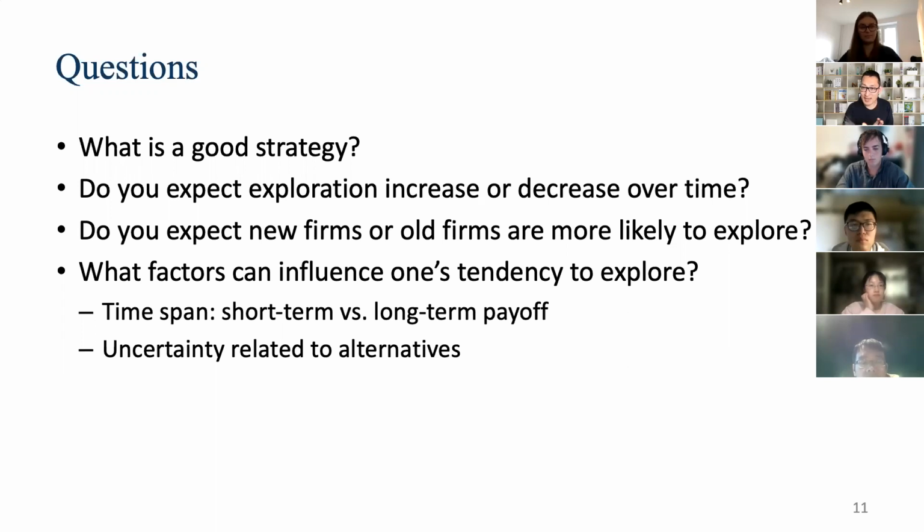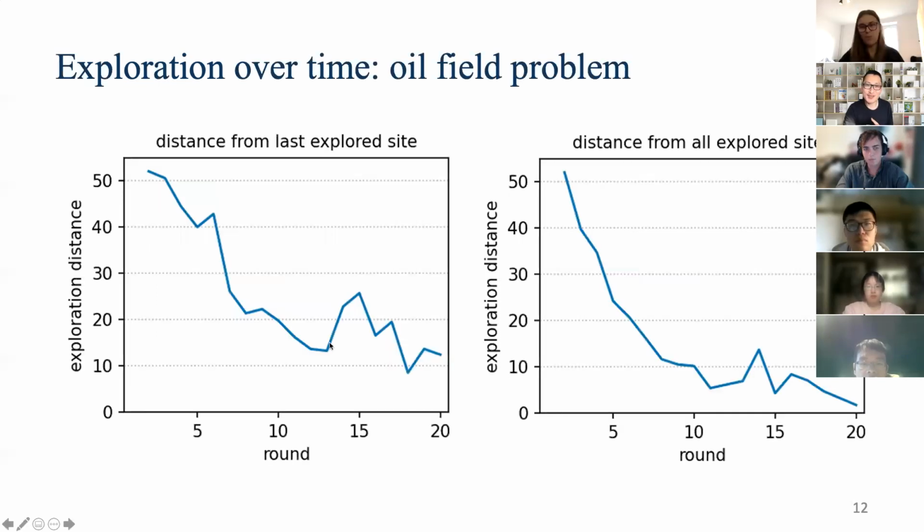And let's get back to the experiment result and see whether the result is consistent with what Emil conjectured. So here is the exploration over time. How do we define exploration? One easy way is to define exploration as checking a location in the oil field problem that is different from the previous one, right? This is a very rough definition for exploration.